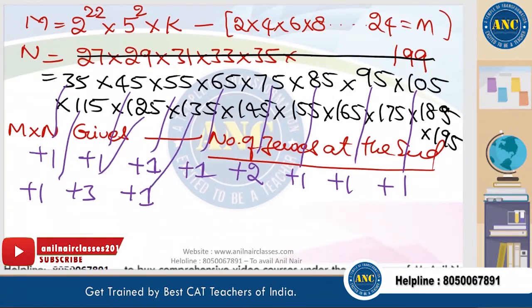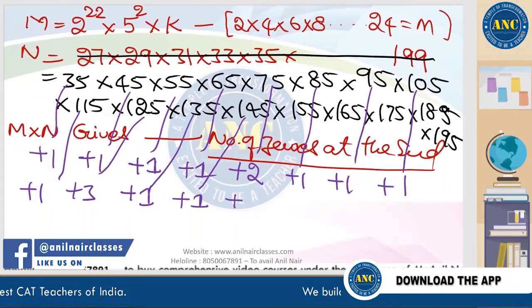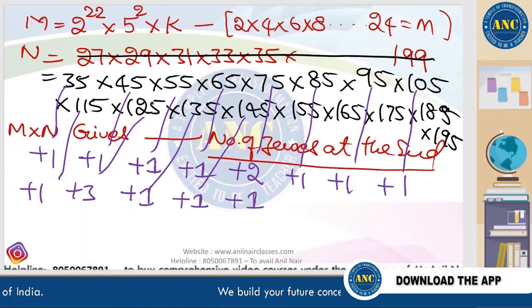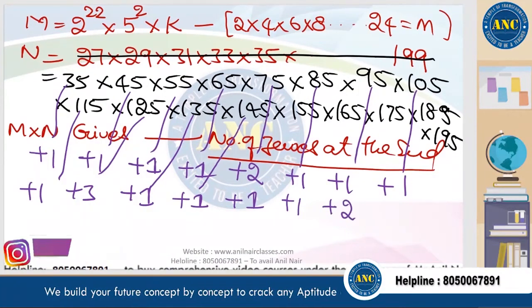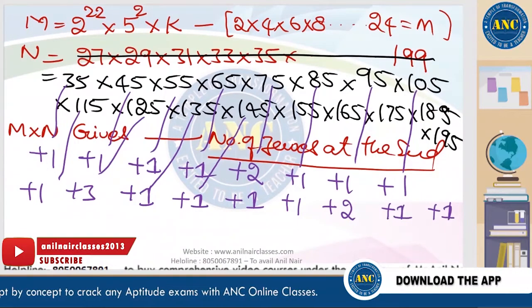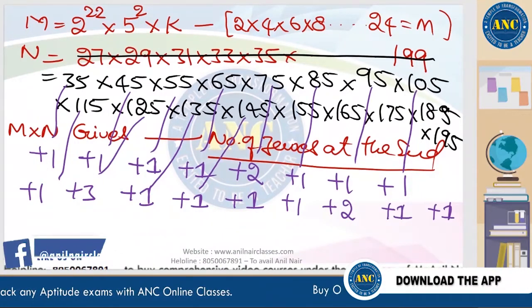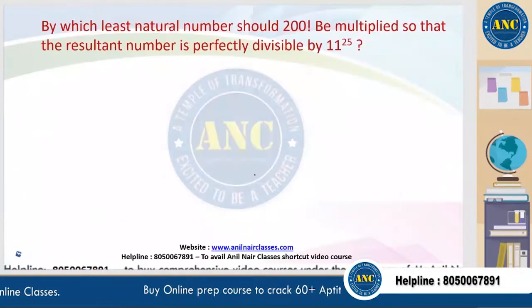5 into 27, 45, it is plus 1. 55, 5 into 31, plus 1. 5 into 33, plus 1. 25 into 7, plus 2. 85, it is plus 1. 195, it is plus 1. So how many did I get? 1, 2, 3, 4, 6, 7, 8.